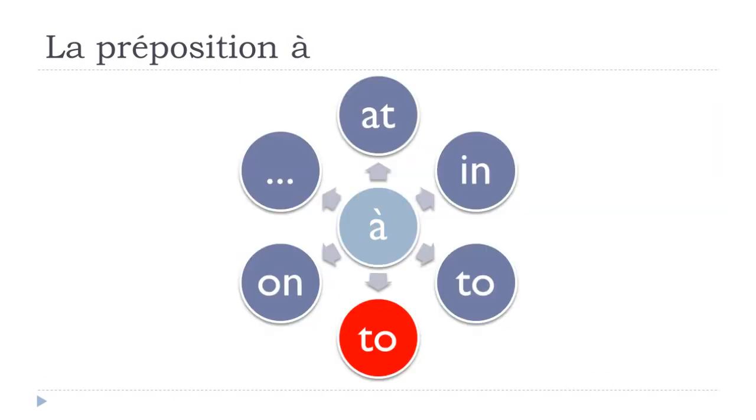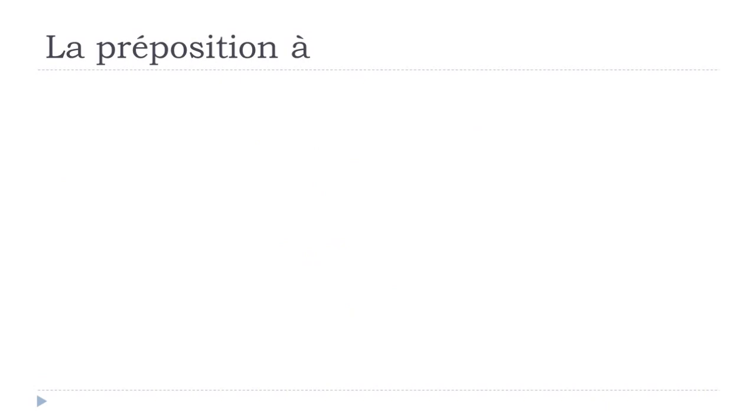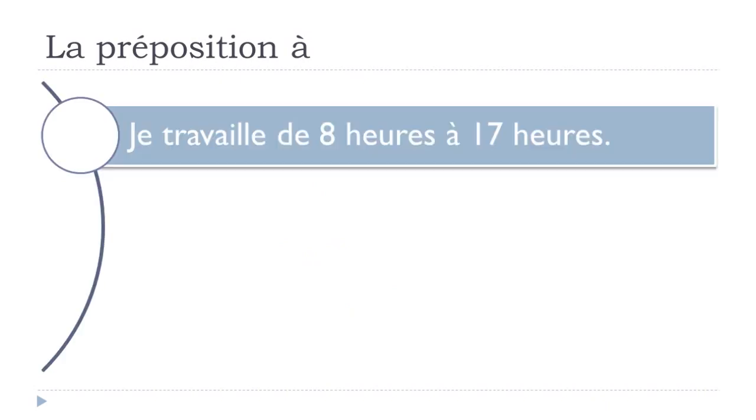And so now we'll see the second use of this to, but when it's combined with the préposition de, like here. De would be from, and you put something, and à will be the to. So, je travaille, travailler is to work, de, so from, 8 heures à 17 heures. So it's really the from-to. In this example, it's quite traditional, quite classic, because we introduce the hours or the time.